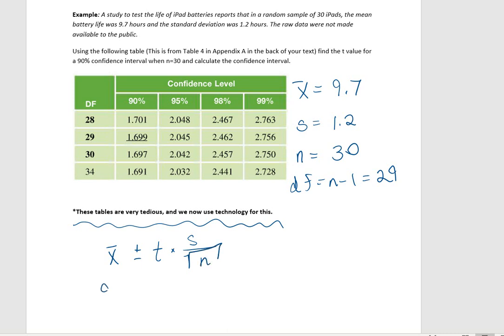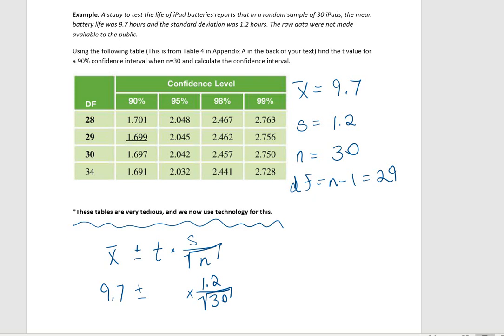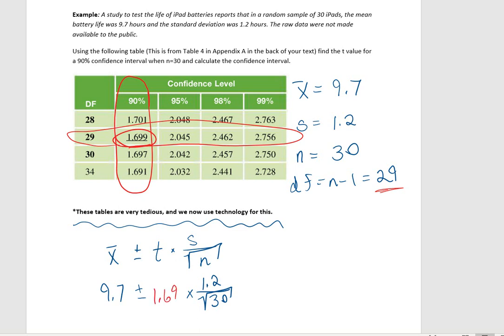So we're going to have 9.7 plus or minus, and then s is going to be 1.2 divided by the square root of 30. But don't forget, we need to multiply that by t. So we want 90% for a confidence interval, and we're going to have 29 degrees of freedom. So that means that our t value is going to be this guy, which is going to be 1.699.